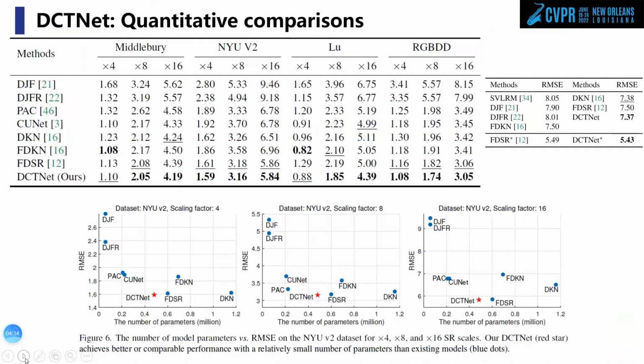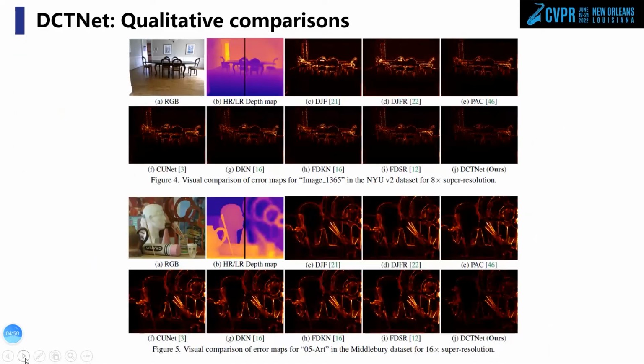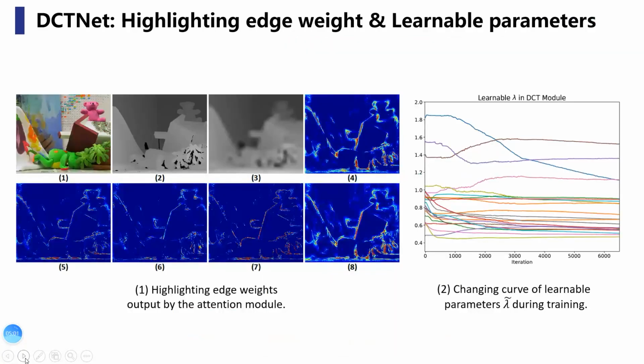Quantitative comparison shows the excellent performance of DCT-Net under multiple datasets and different downsampling scales, and it can surpass SOTA methods in these 4 metrics. Error maps show that our depth SR results have lower prediction errors than other methods. Then we exhibit the highlighted edge weights output by the attention module. Obviously, after the attention module, the edge contour of the object is effectively highlighted and the texture information inside the object is eliminated, which can alleviate the issue of texture overtransfer.